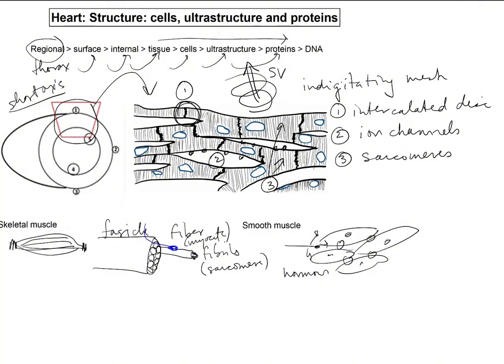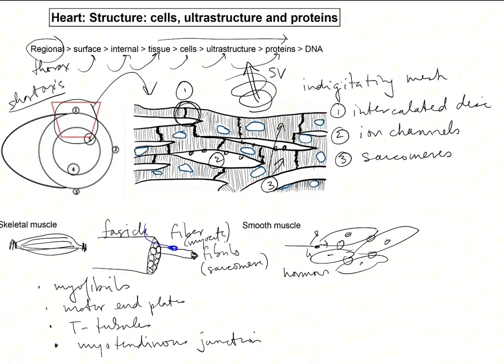Skeletal muscle has myofibrils. There are motor end plates, also known as neuromuscular junctions. The speedy signal of the calcium is enhanced by the presence of T-tubules, which come from the sarcolemma. And then there has to be special cells that join the muscle cells to the tendons, so there are myotendinous junctions. And that's very different than smooth muscle cells, because these have no motor end plates.